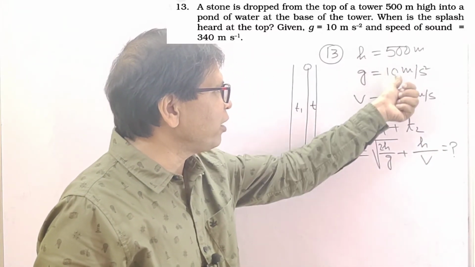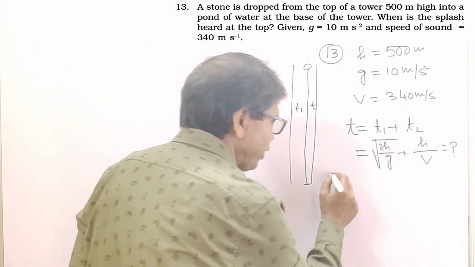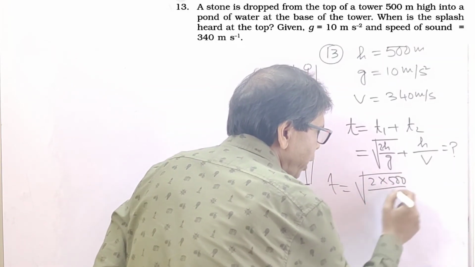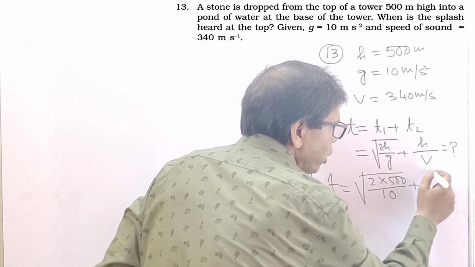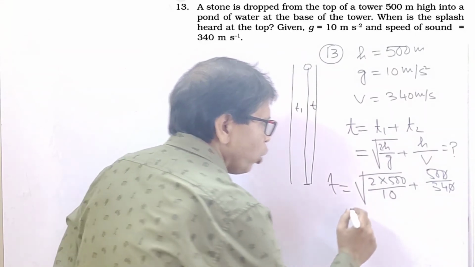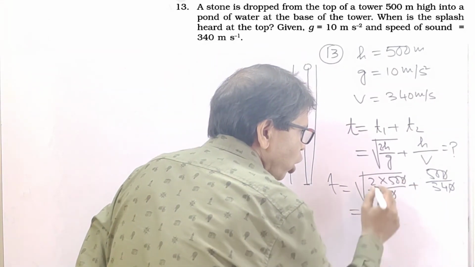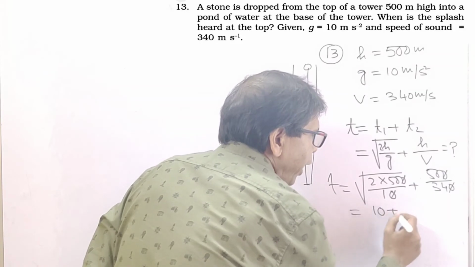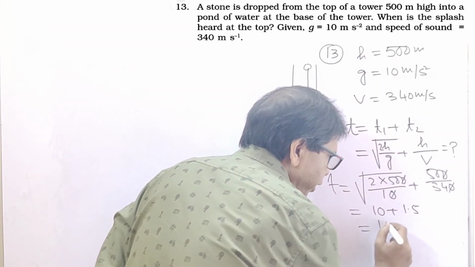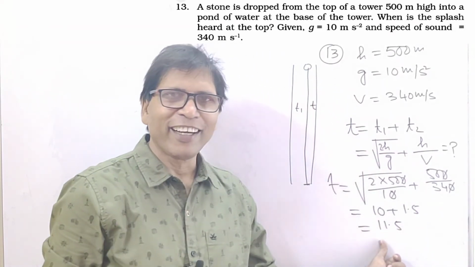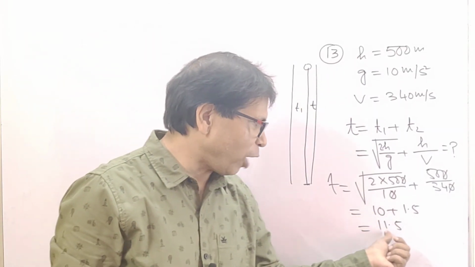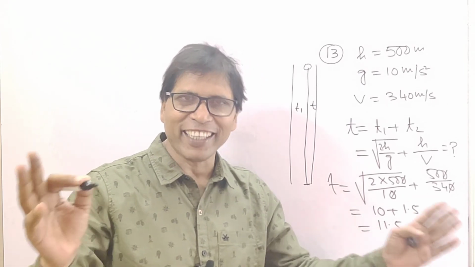Now here h is given, g is given and v is given. So look at this, t is equal to root under of 2 into 500 divided by g, that is 10, plus 500 divided by 340. The zeros cancel out, so this is 100, root of which is 10, and this is almost 1.5. So the time taken is 11.5 second. Okay, understood? So the time taken to hear the splash is 11.5 second.